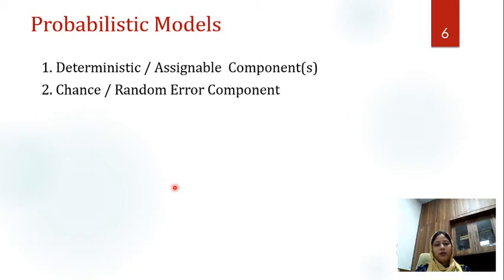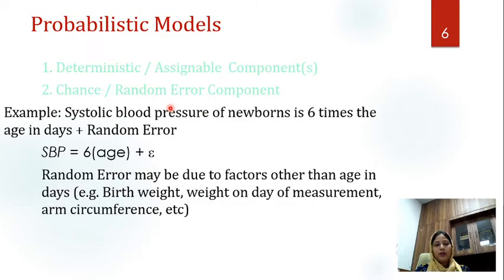Probabilistic models. So there are two components: deterministic or assignable components, which we can study and eliminate, and the chance or random error component, which cannot be studied or eliminated as it is inherent in the setup that we are investigating. For example, the systolic blood pressure of newborns is 6 times the age in days plus random error. So we postulated the model as 6 times age plus error. Random error may be due to factors other than age in days.